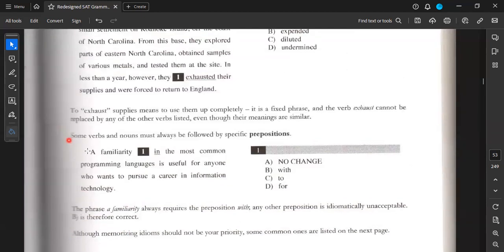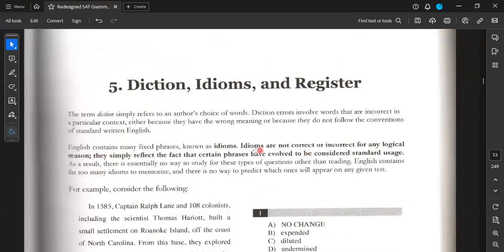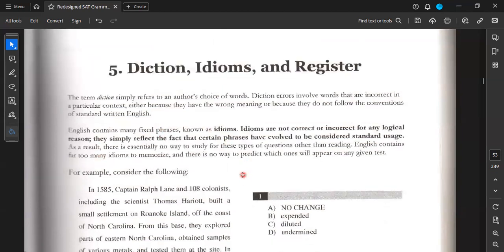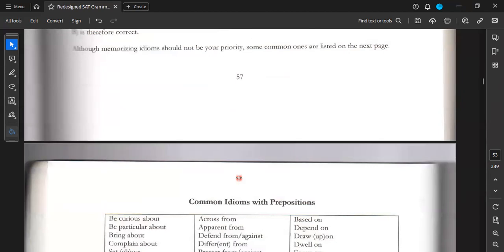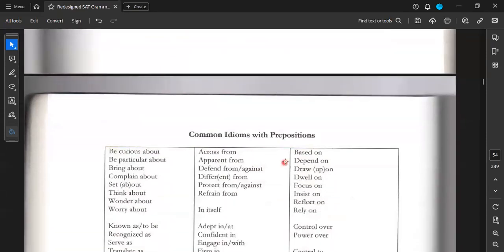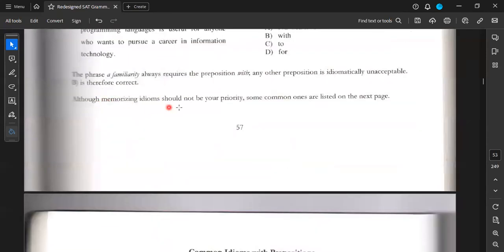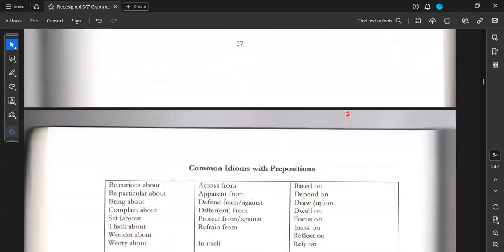Again, going back to the definition in regards to this SAT, it says English contains many fixed phrases known as idioms. When I was younger, in third grade, I was taught about idioms, like for example, my heart is under my foot, right? Things that are not exactly literal, just figurative speaking. But the SAT describes idioms as certain fixed phrases, things that just always go together. Although memorizing idioms should not be your priority, here's a list of some common ones.